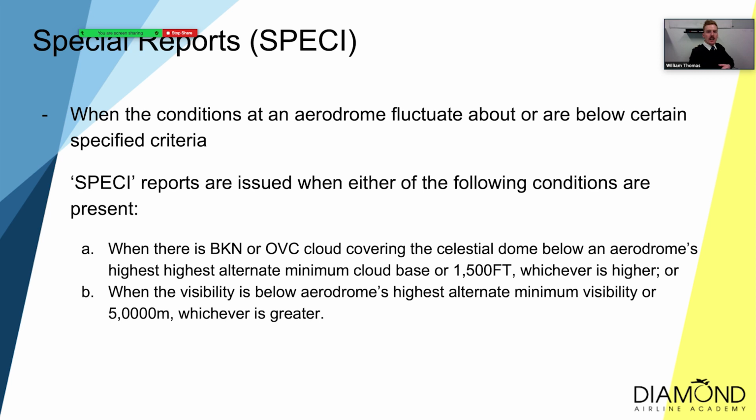Alright, so for VFR, a SPECI will be issued when there's broken or overcast cloud below 1,500 feet. Don't worry about the minimum sector altitudes, that's talking about IFR flying. But if we see a SPECI, we can determine that there is broken or overcast cloud below 1,500 feet, or when the visibility is below the aerodrome's alternate minima or 5 kilometers, 5,000 meters.